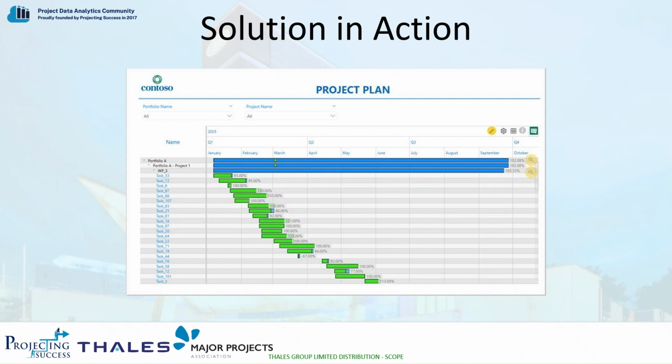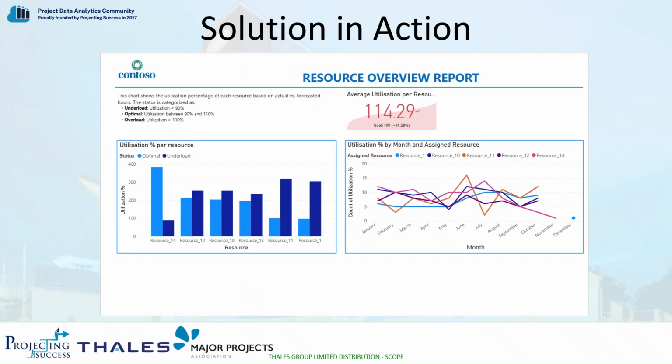To start with, we move on to the project plan, which gives us an overview of how the project is progressing, how much progress is made for each of the tasks, and also by work packages and portfolio. Moving on to the resources, we have average resource utilization, which is more than 100%, and it also shows the resource-wise breakup of the optimal and underloaded ones, and if we have some overloaded resources, it will show that as well.